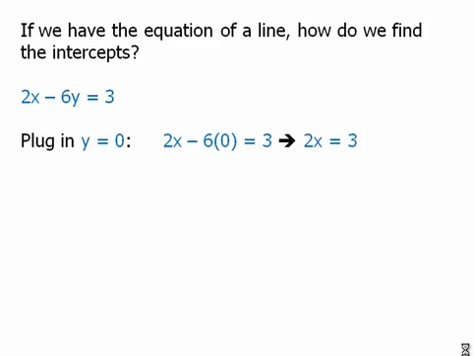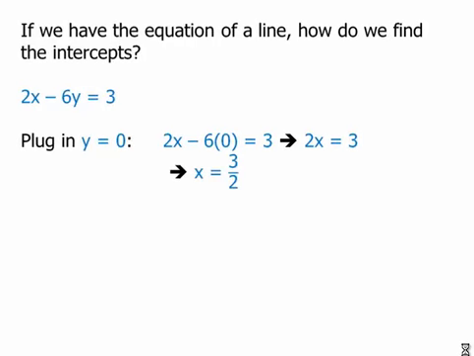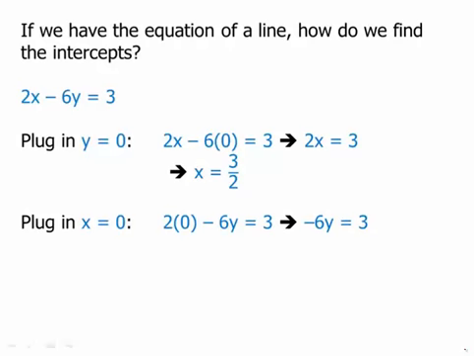Then solve, we get 2x equals 3, divide by 2, and we get the positive fraction x equals 3 halves. That's the x-intercept of the line. Now we'll plug in x equals 0 to find the y-intercept. Simplify the math, divide by -6, we get the fraction -1/2. That is the y-intercept of the line.